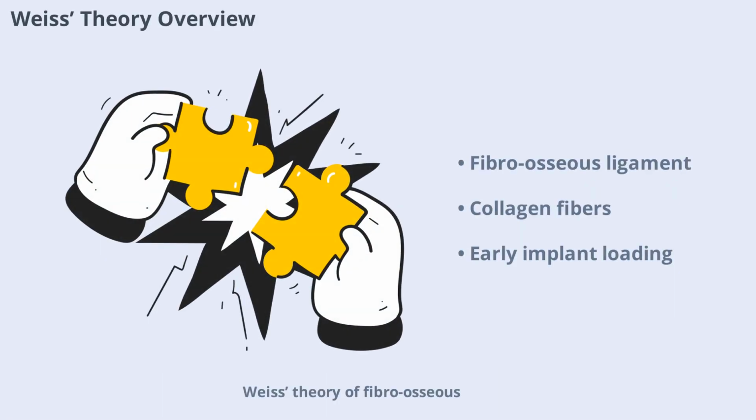Weiss's theory of fibro-osseous integration offers a contrasting perspective. According to Weiss, a fibro-osseous ligament forms between the implant and the bone, similar to the periodontal ligament found in natural teeth. He argues that collagen fibers are present at the bone-implant interface, creating a peri-implantal ligament with osteogenic effects. Weiss advocates for early loading of implants, suggesting that this ligament can support functional loads soon after placement.